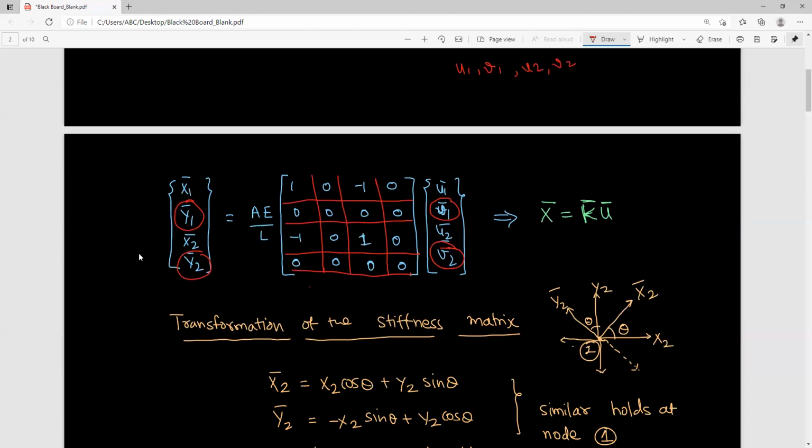So this matrix, which is still in the local coordinate system, has the components corresponding to the forces required for the reference coordinate system. In short, we can write this matrix as x bar is equal to k bar u bar. In short notation, you can write it in the bold form. These are the notations.